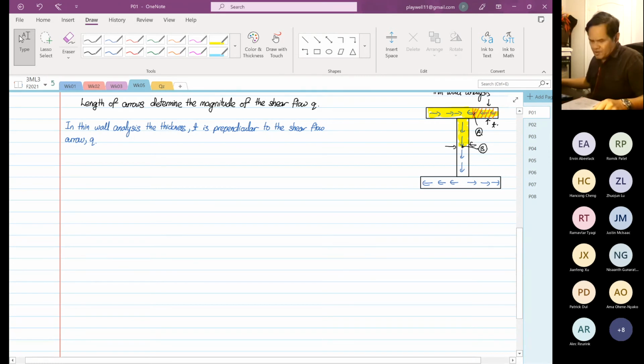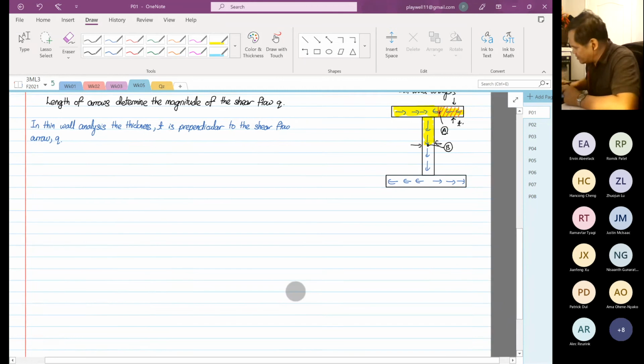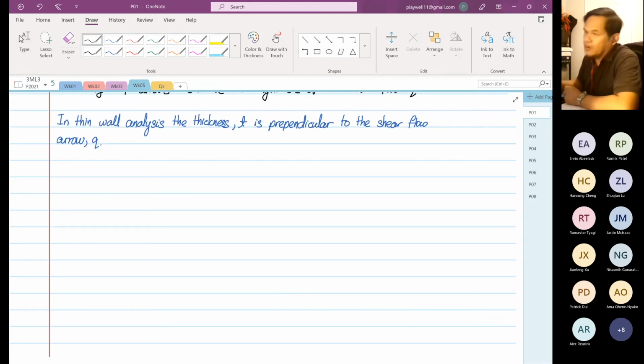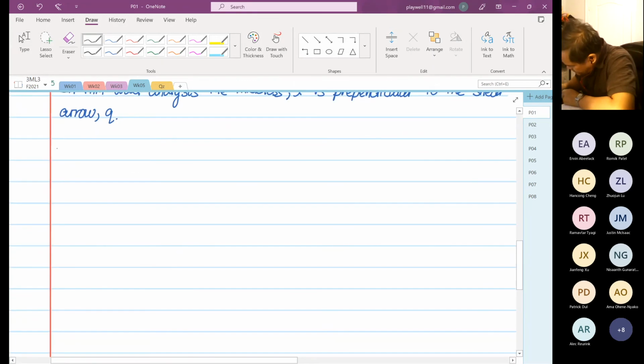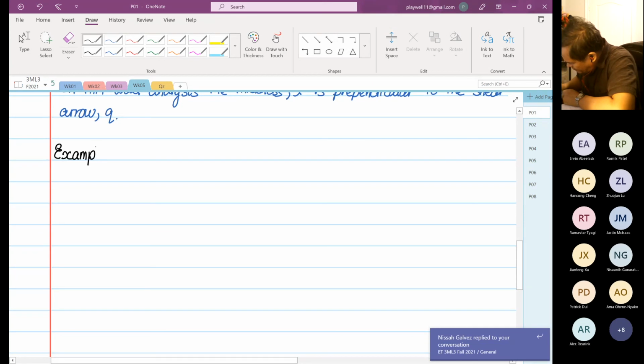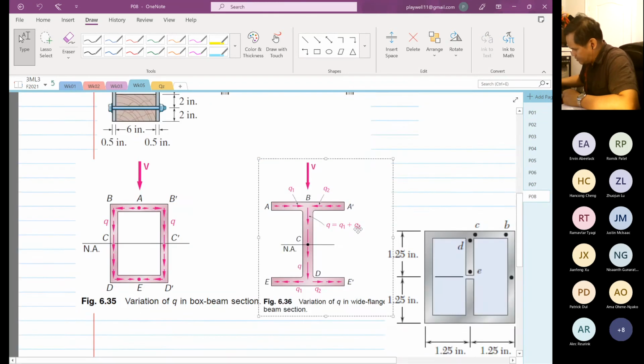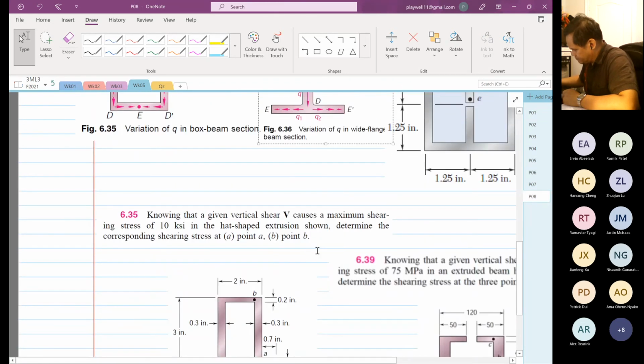So let's look at an example. Again, this example can be found on Avenue to Learn, I think under the week 5 lecture. So let's look at the example. Number 1. I'm going to look at a. So example number 1.